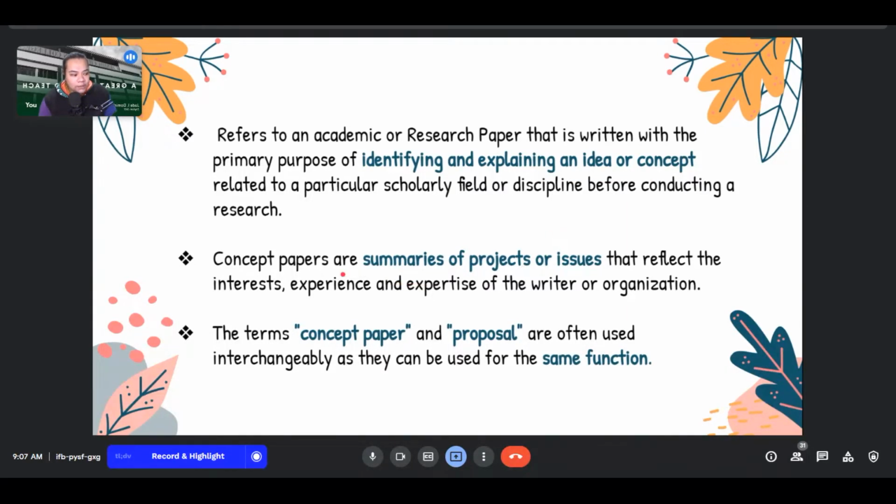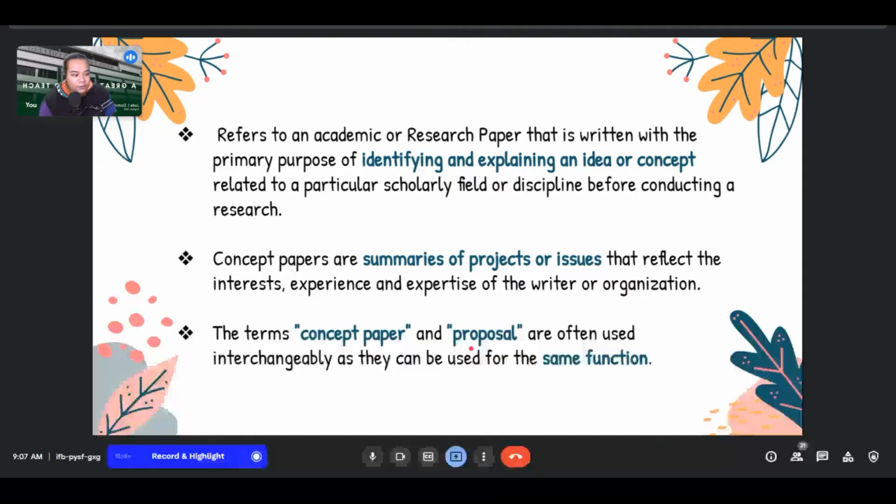Concept papers are summaries of projects or issues. As I said, it is a shorter version of a research paper. That's why it's called a summary, meaning that we only get some of the most important parts, or the most pertinent parts, to explain said concept. Now, there is also a term called the proposal. The proposal and the concept paper, for the context of this lesson, are one and the same. They are synonymous and they serve the same function.